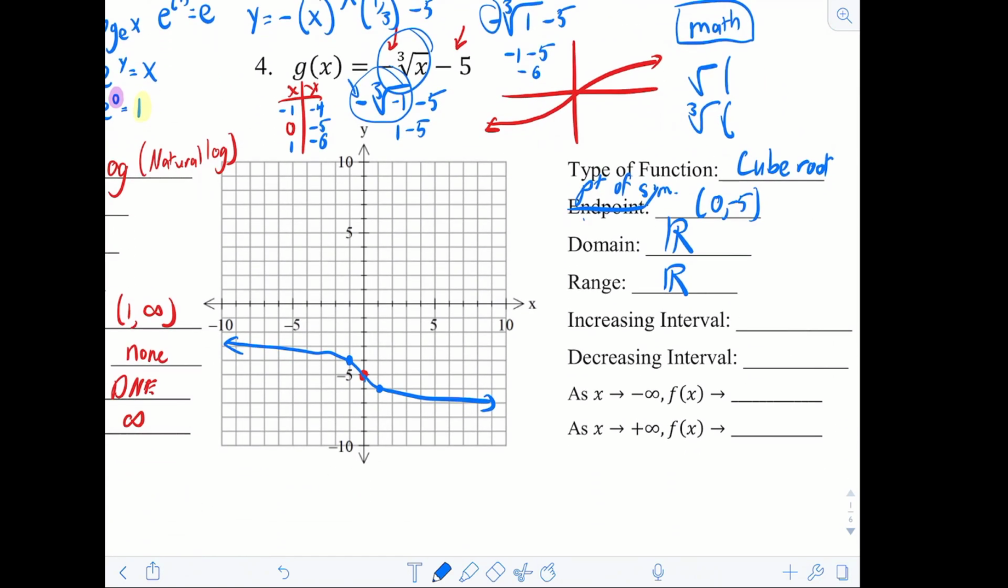Increasing, it is not increasing, so we would say none. Decreasing, it's going to be decreasing the whole way, because we always look at a graph from left to right. And it's decreasing the whole way through, so we'd say all real numbers. As x goes to negative infinity, y goes to infinity. As we're going in this direction, the graph is going up. As x goes to positive infinity, the graph is going down, so we'd say negative infinity.